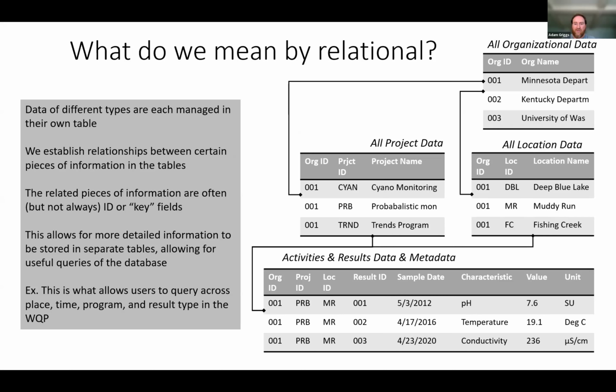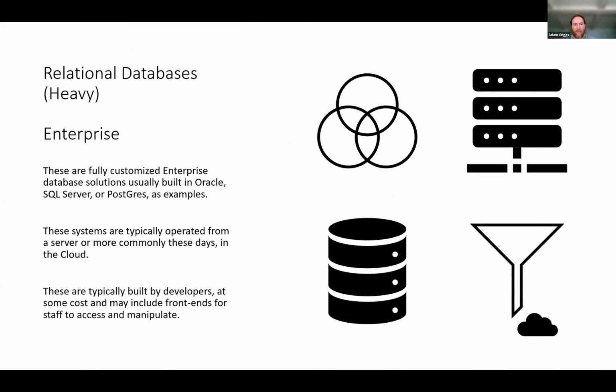And so when we store the data this way, we have a lot of consistency. We have a lot of protection for the data. There's no confusing locations. There's no confusing projects or who the data belongs to. These are the enterprise level databases. Again, they often live, we're talking about Oracle or SQL Server or something in the cloud. These are typically customized with front ends and can be very expensive.